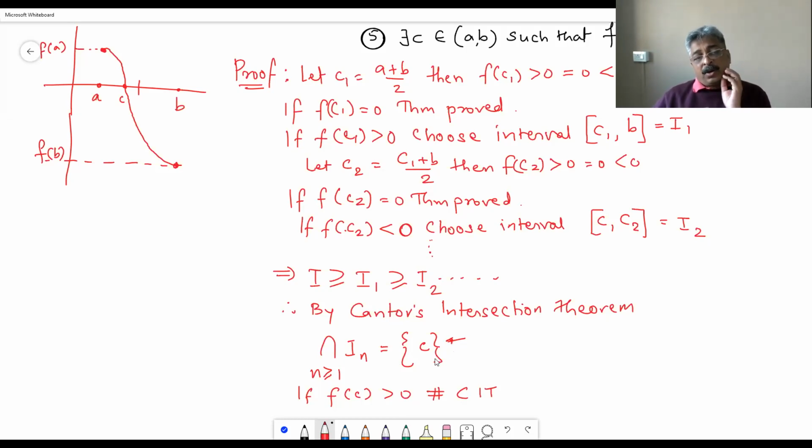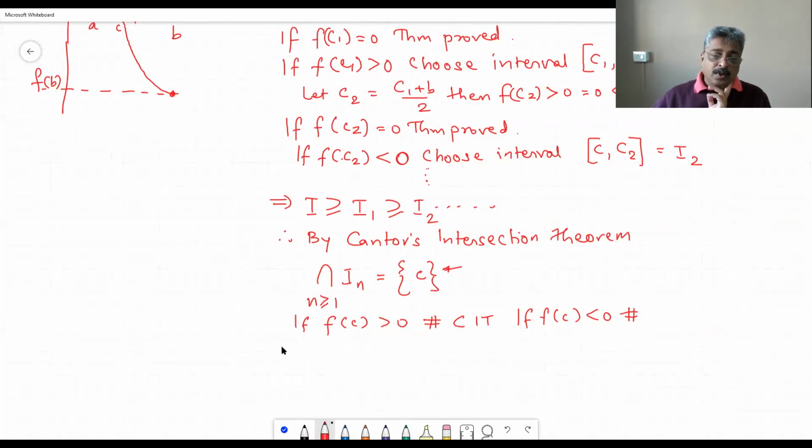I think we have exhausted all the possibilities. Yes, sir. Therefore, it cannot be greater than 0, contradiction. If f of C is less than 0, contradiction. Therefore, f of C must be equal to 0. Theorem proved. Simple. If we understand it correctly, we write whatever our understanding is, and that is what is going to be the proof finally. Tell me if there is any doubt in anybody's mind.